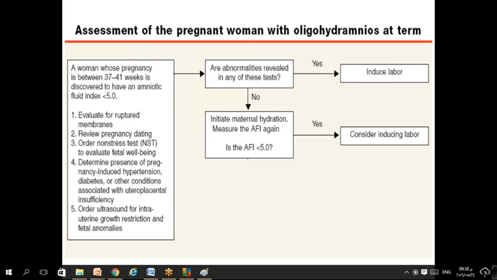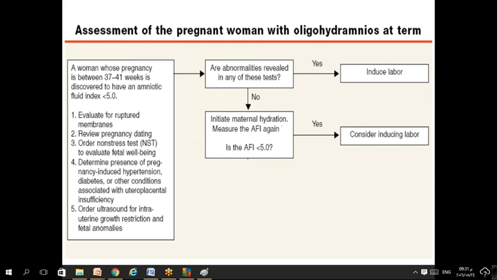You can find some associations that can justify your induction, like persistently decreased fetal kicks, or a small-for-gestational-age fetus, for example. You can find some other associations that can push you to induce her. Okay. And practically speaking, counseling of the patient is very important in this issue.